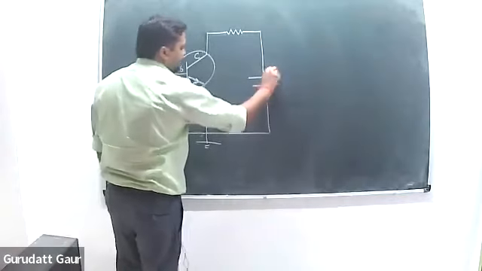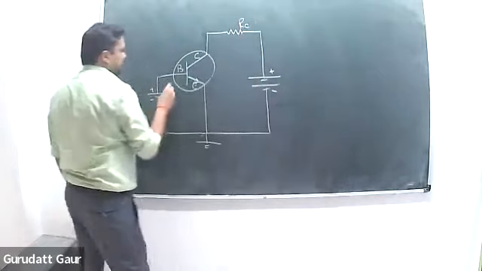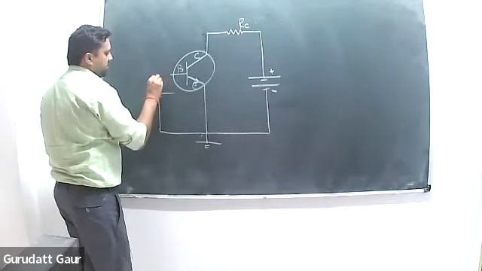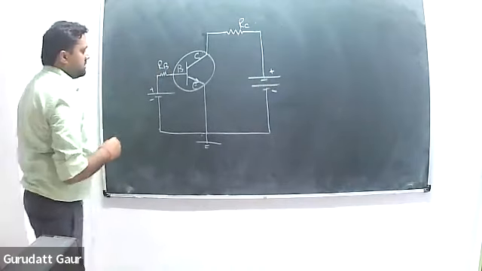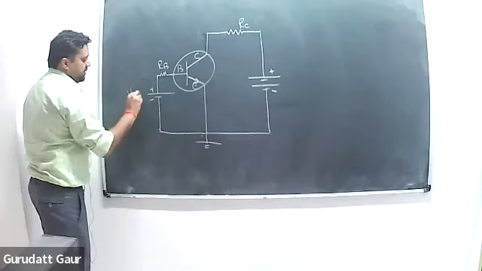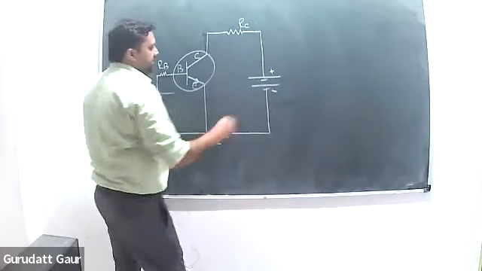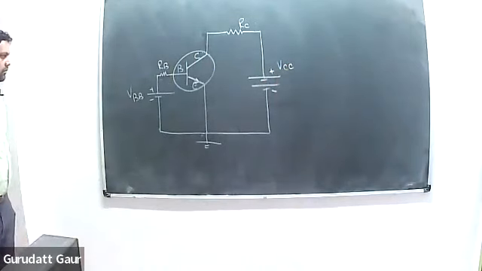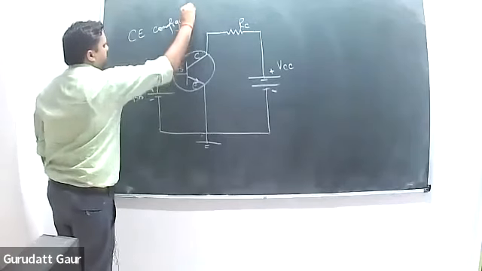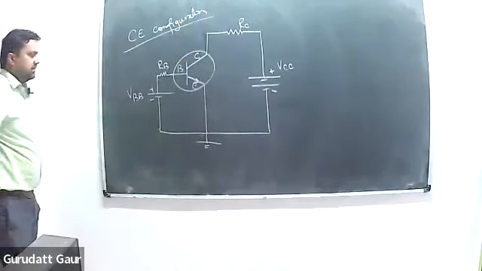Plus, minus, plus, minus. This is RC, the collector resistance. We can have a resistance here also, RB. This is the voltage VBB, and this is VCC. So this is your common emitter configuration, right? And we discussed how to analyze this.